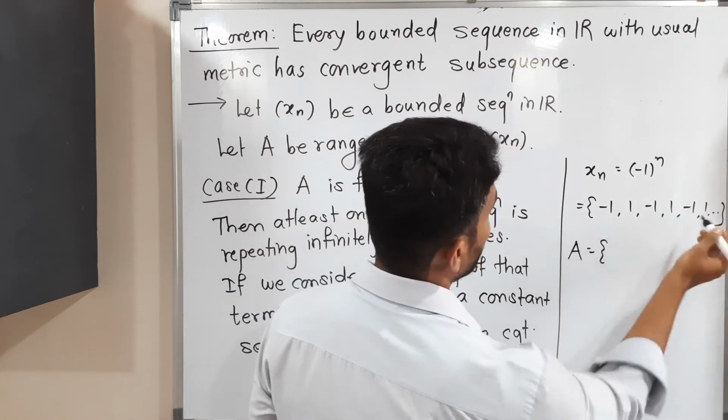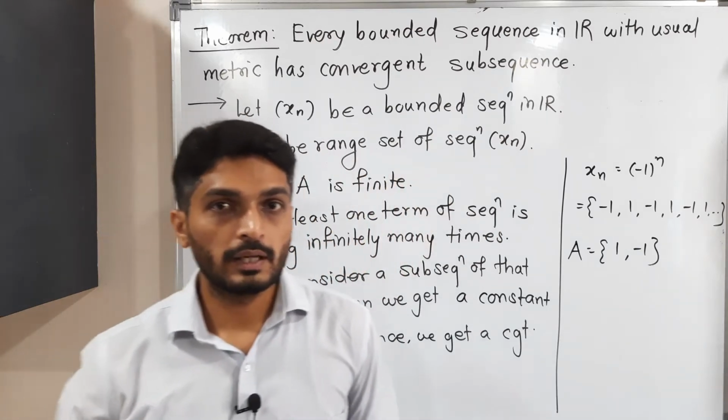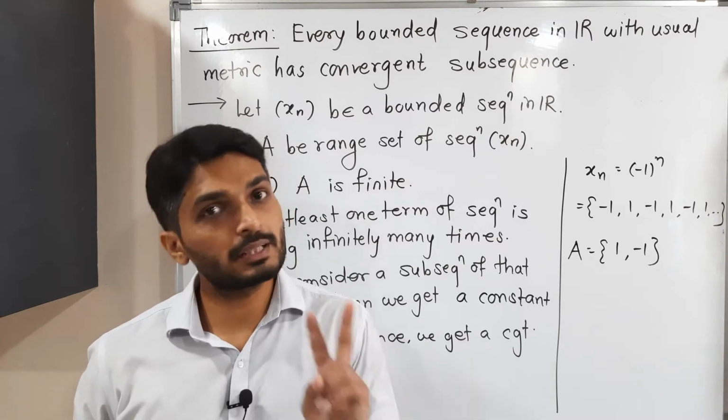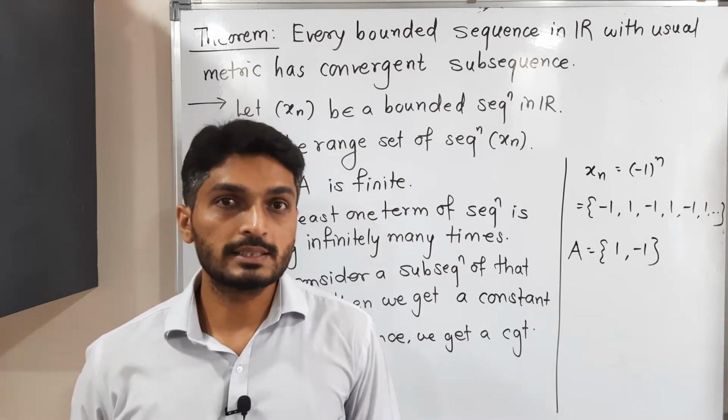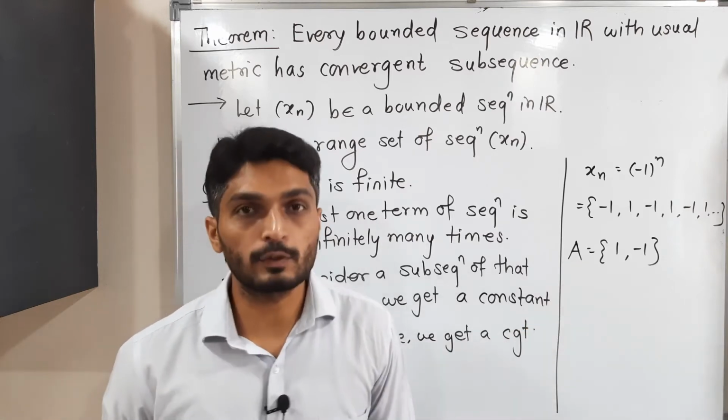Then what will be the range set? Range set means distinct points. So in the range set there are only 2 points, 1 and -1. Actually 1 and -1 both terms are repeating infinitely many times, but there are only 2 distinct points in the sequence. So 1 and -1 is the range set of this sequence.